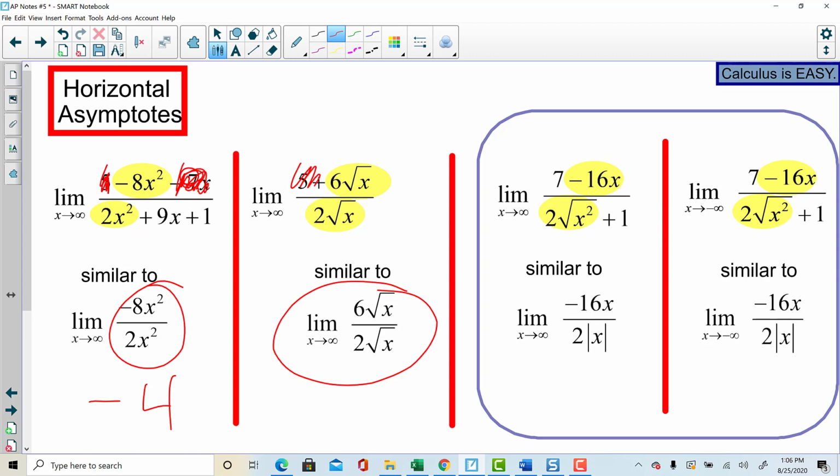That's the same power of x. It's a power of 1/2. So again, you're going to take the leading coefficients, 6 over 2. And 6 over 2, which is a 3, is going to be your answer to that limit.